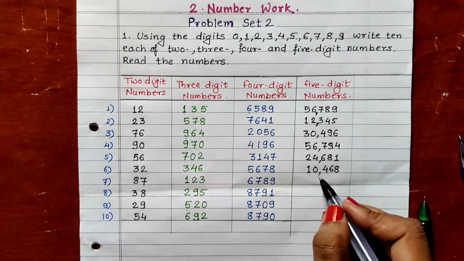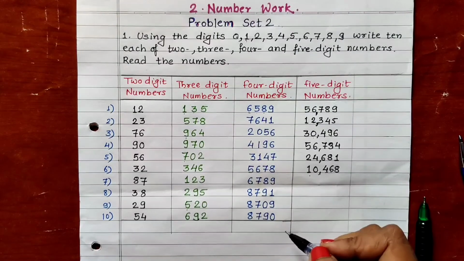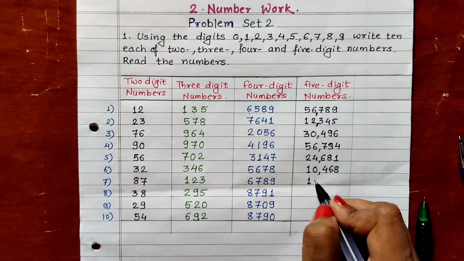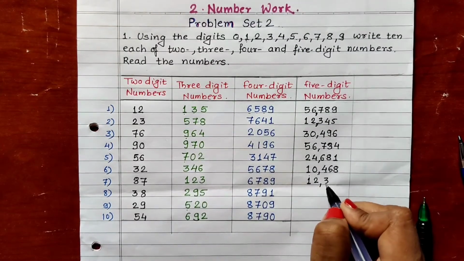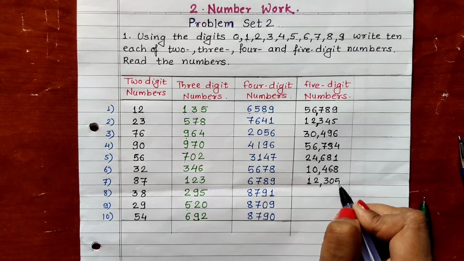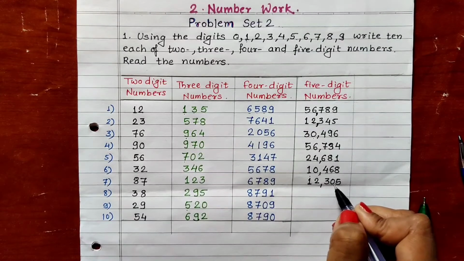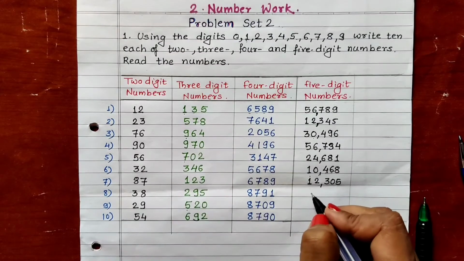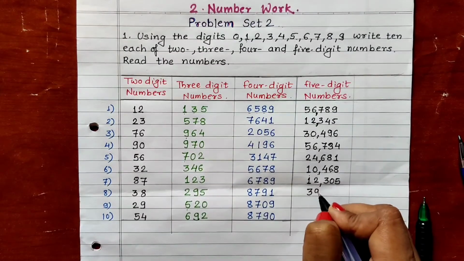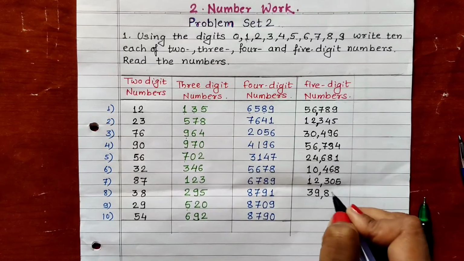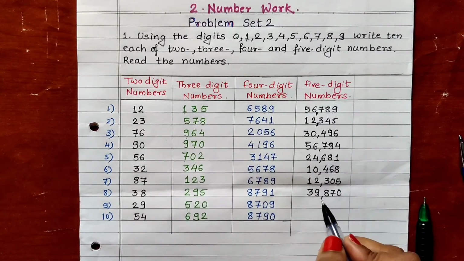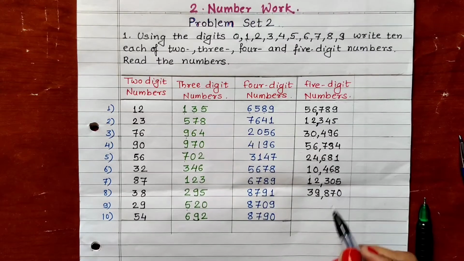If I write 1, 0, 4, 6, 8, it will be 10,468. If I write 1, 2, 3, 0, 5, it will be 12,305. If I write 3, 9, 8, 7, 0, so it is 39,870.